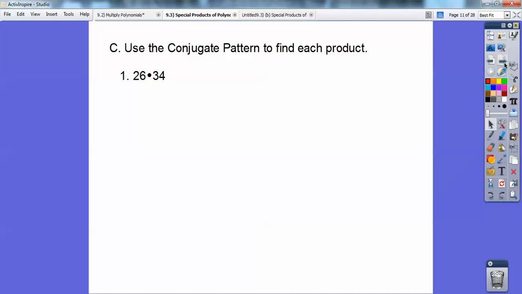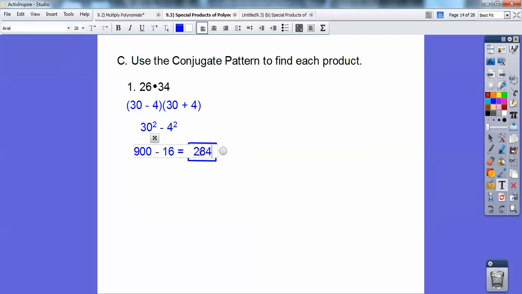Here's the first one. I did this because our textbook shows this right there. Can you see these are both around 30? This is 30 minus 4. This is 30 plus 4. So watch what happens, you guys. Those are conjugates. If I square 30, think 3 squared is 9, so 30 squared is 900. 4 squared is 16, so you're left with 900 minus 16, or 884. I'm sorry, 884, not 284. Let me change that right here. This is 884.